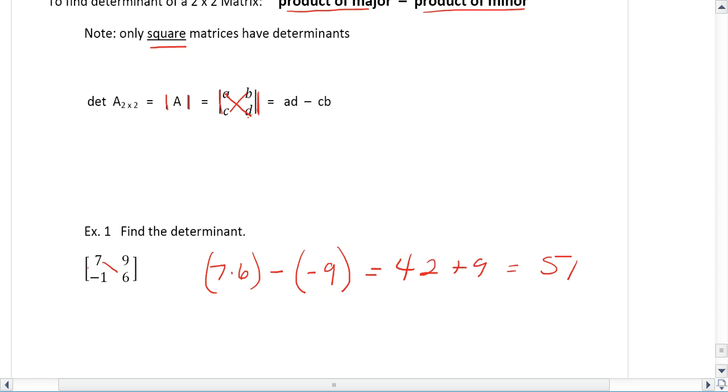Now we're going to do some examples. I'll show you where we use determinants. So maybe a developing definition is that a determinant is a number that we find in a matrix and then we use it to accomplish things and to find things.